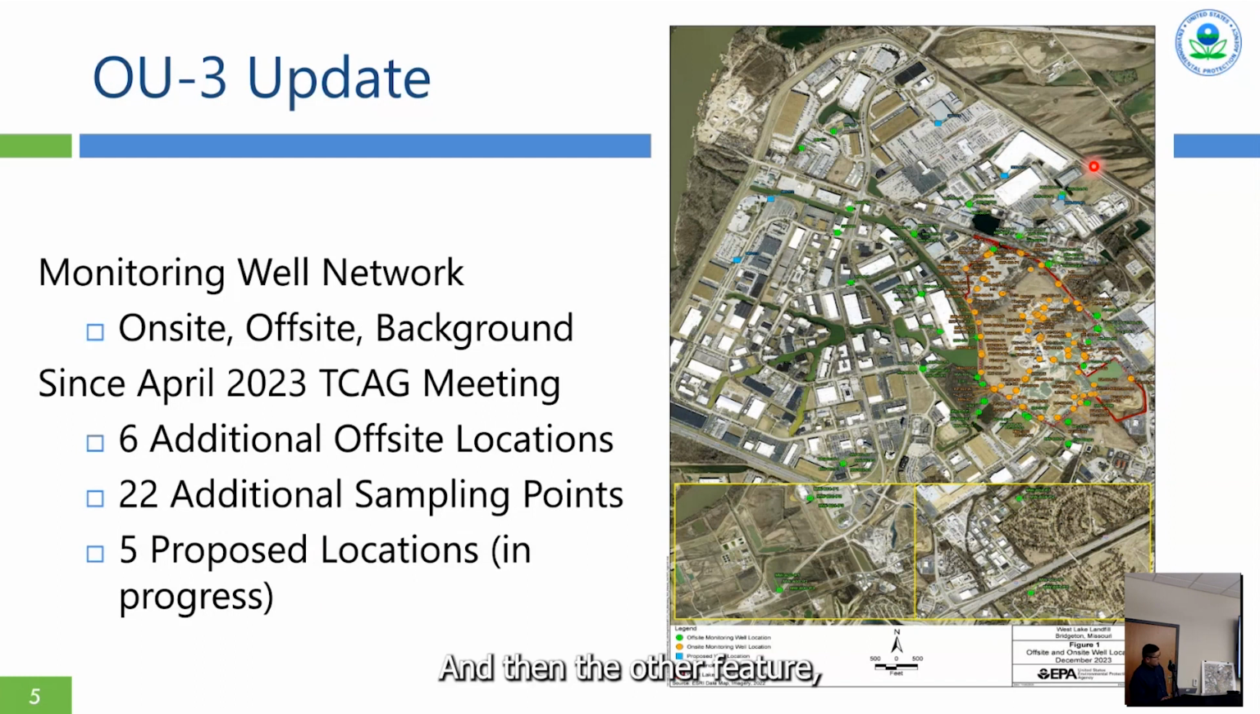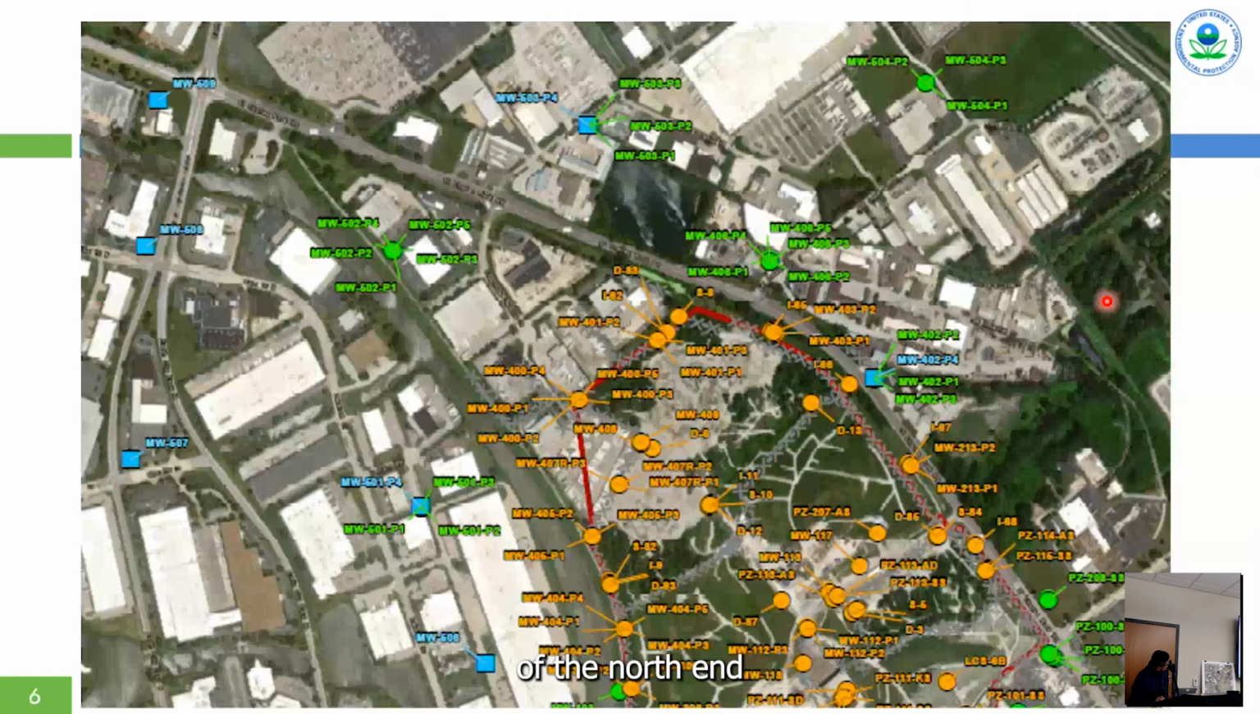Okay, and then the other feature, I think you all know, but the Missouri River is up here in the left corner, just to help orient you a little bit. Now this is a close-up of the north end of the site, just to give you an idea. Again, same color scheme. Orange circles are on-site, green off-site, blue step-out wells that are being proposed. And actually, the crew is out there today drilling some of these as we speak.